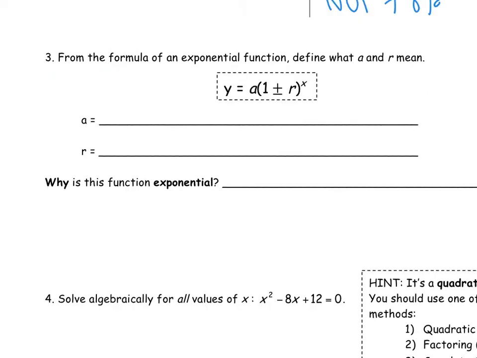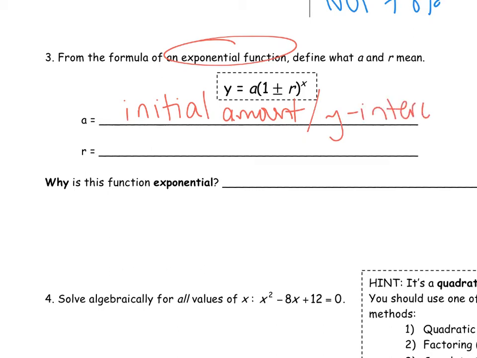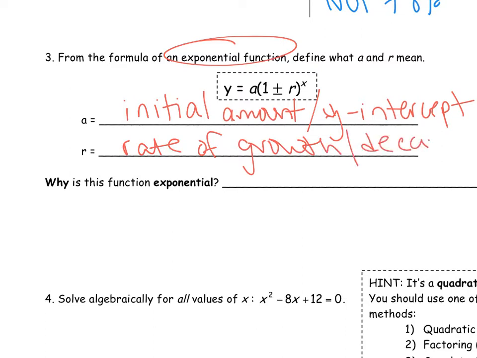Question 3 is talking about the formula, so I need you guys to actually understand what an exponential function is. So a is going to be that initial amount, and it's also the y-intercept. Don't forget this piece. A lot of you guys keep forgetting that it's also the y-intercept. R is going to be that rate of growth or decay, and that's always going to be written in here as a decimal. You need to know how to make it into a percent.